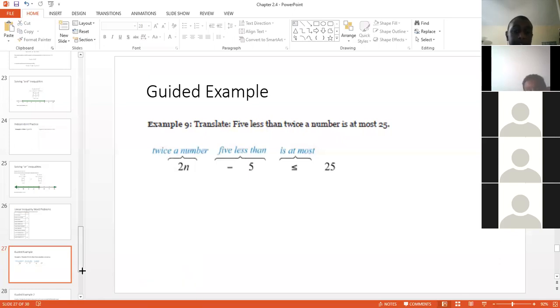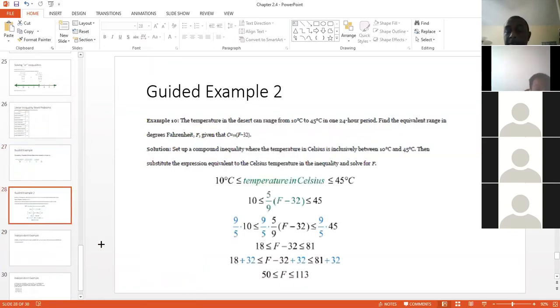So we're gonna have another example. This is a little bit more complicated. The temperature in the desert can range from 10 degrees Celsius and 45 degrees Celsius in one 24-hour period. For those of you who don't know, that's a very big range. When they solved it, they got 50 to 113. So it can be almost freezing, you're shivering, to sweltering, you're sweating a lot in the desert. Many people don't think that the desert can get that cold. So it's asking for the equivalent range in degrees Fahrenheit.